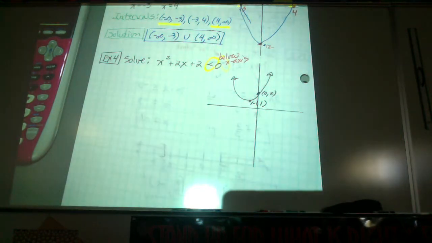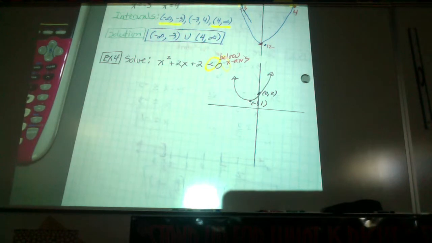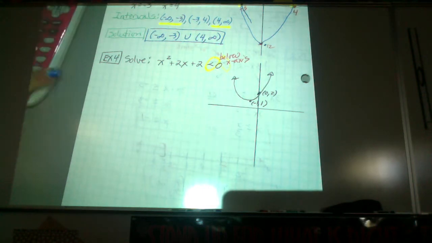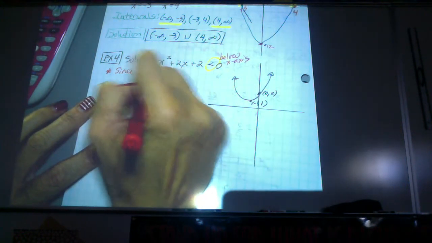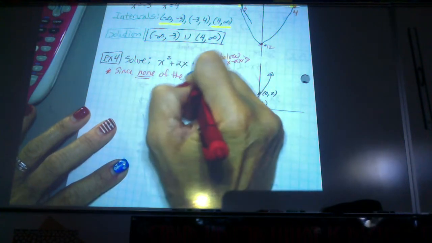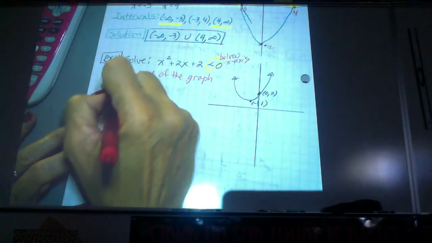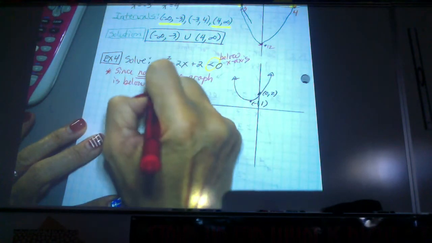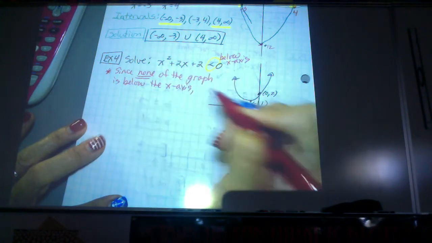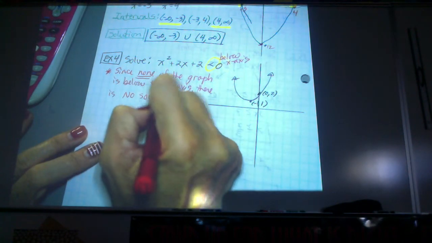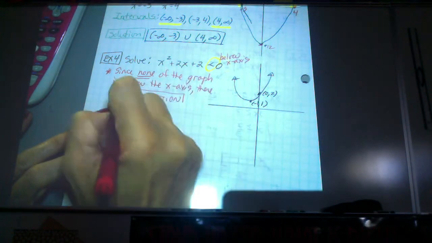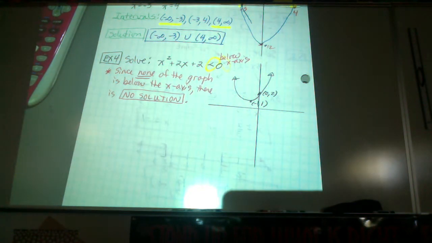Now, what is the solution? How much of the graph is below the x-axis? Because this is less than. None of it. So what's the solution? No solution. So you're going to write yourself the following note. Since none, but you're going to forget why, of the graph is below the x-axis, there is no solution. You just have to write no solution, but these are your notes. You're explaining yourself.